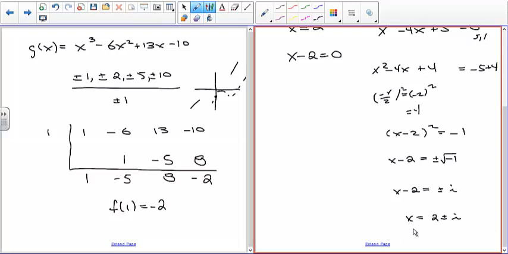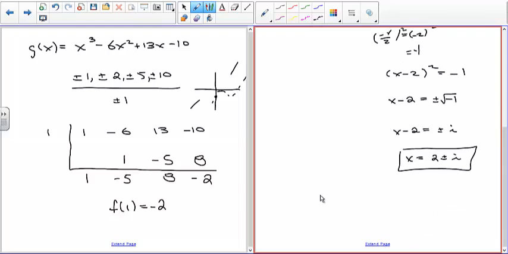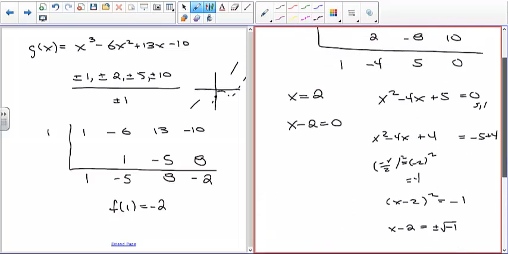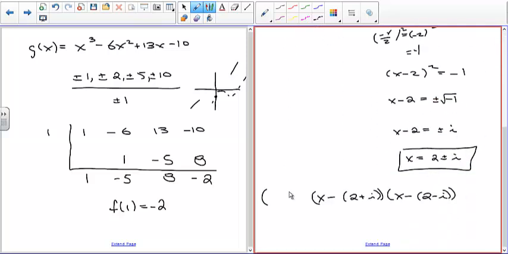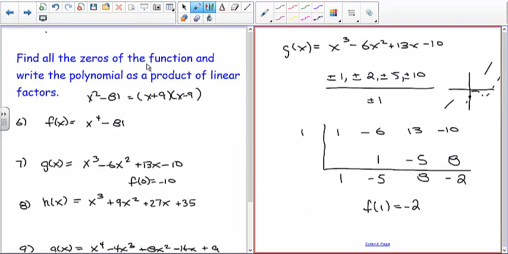So the other two zeros are going to be this, and hence the two factors are going to be x minus 2 plus i and x minus 2 minus i. And we said the other factor, which we got from this, was x equals 2, or factor x minus 2. So I think that's what they're looking for here. Find all the zeros, which you did, write the polynomial as a product of linear factors.